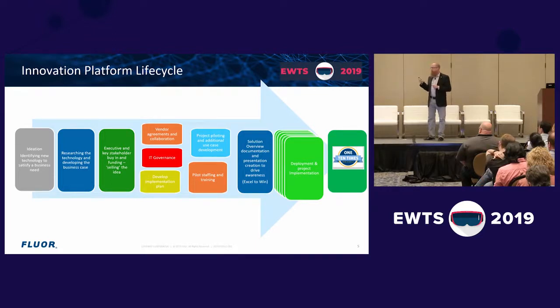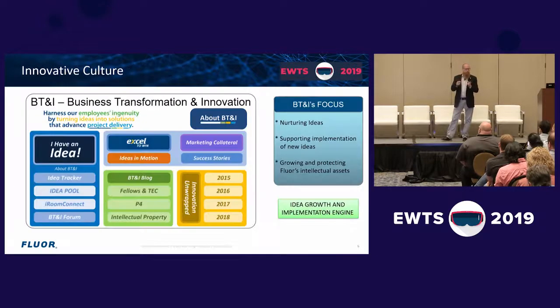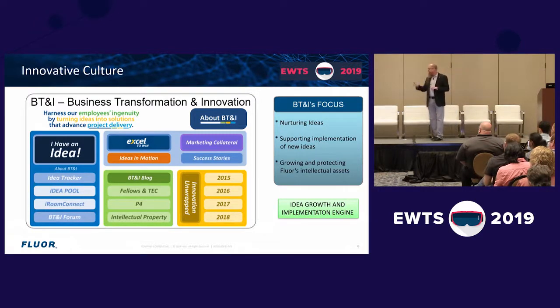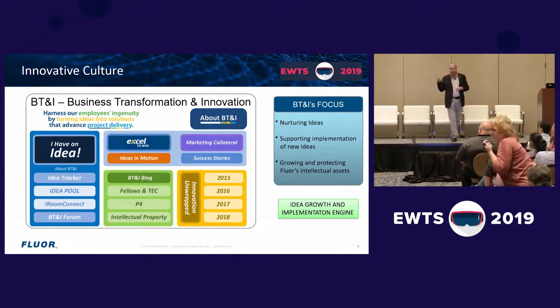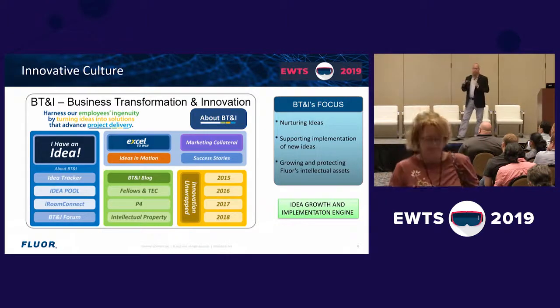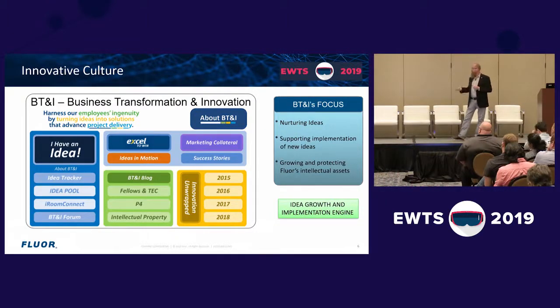And Fluor has one concept called 1-10 times. So if you have one idea, it's great, but it's only really considered successful if we can replicate that 10 times on different projects. We have a group called Business Transformation and Innovation. They have two main focuses, it's that idea growth and implementation engine. So they go out there, they capture the ideas, they nurture those ideas, they support in implementing them and in growing them.